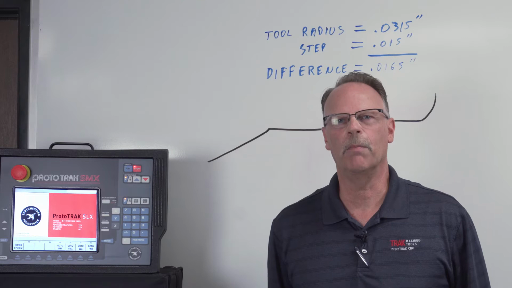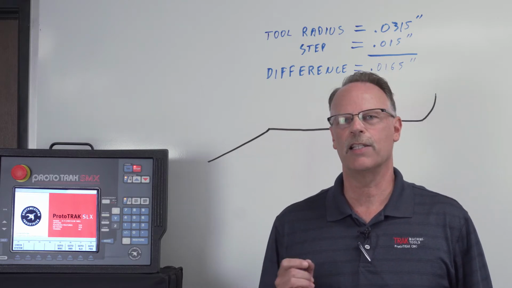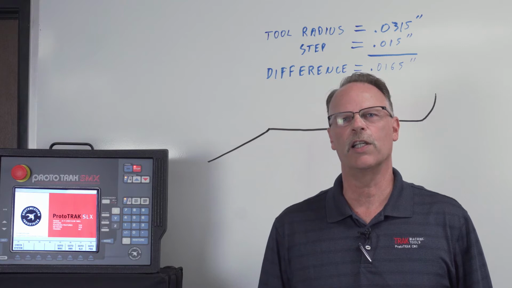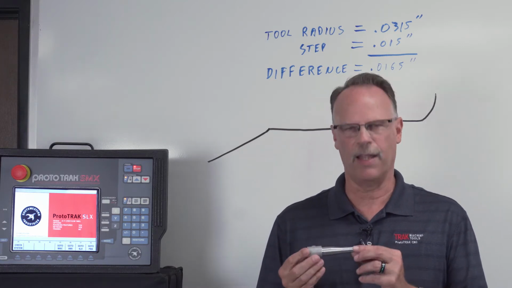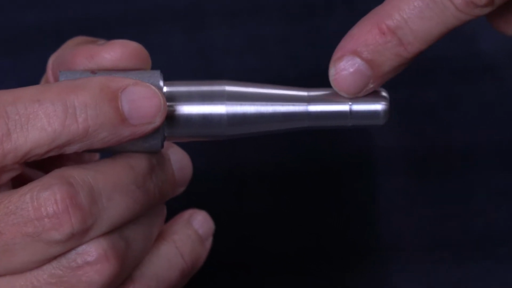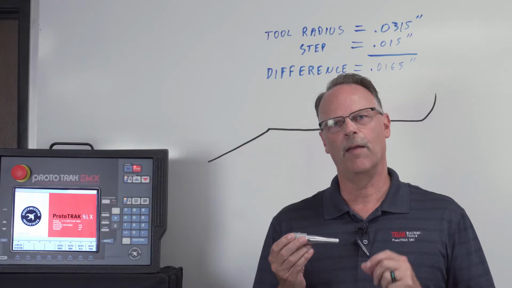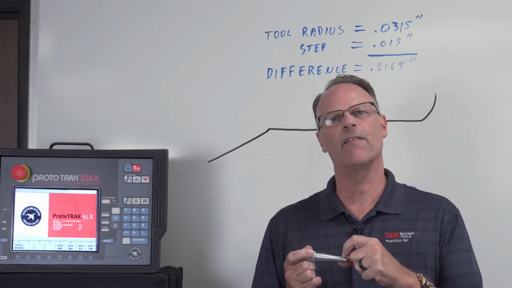Basically it means that you've got to make a movement in your geometry that's smaller than the tool radius that you're trying to cut the part with. So if you look at this part here in my hand, you're going to see that there's a 15,000th step right here. And my tool radius is 31.5 thousandths, therefore it doesn't fit in here.